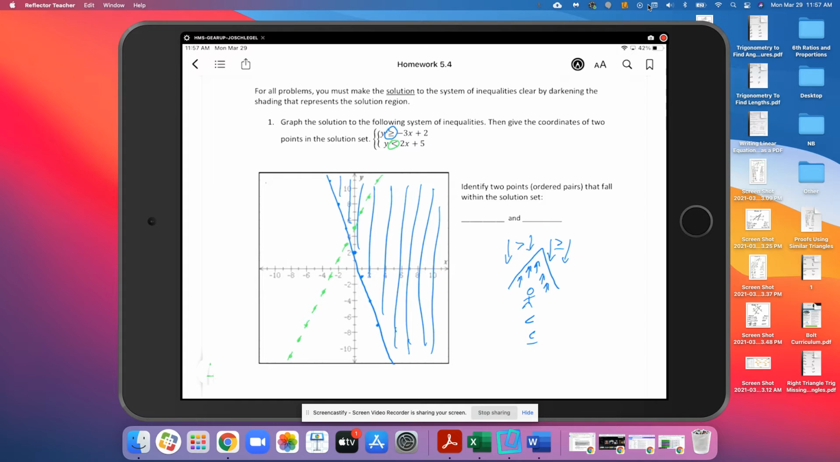So we are talking about less than. So again, that's things that would be under the roof. So under the green line would be these things here.